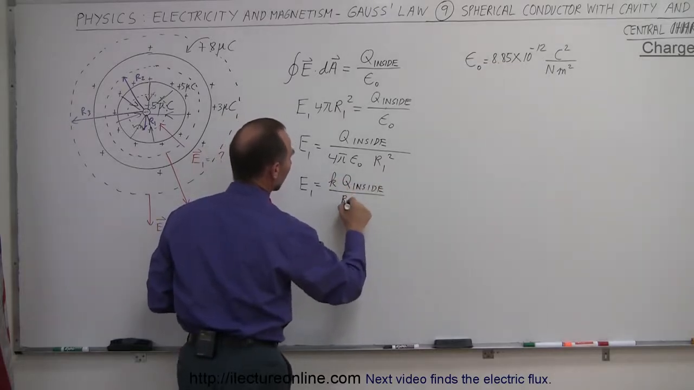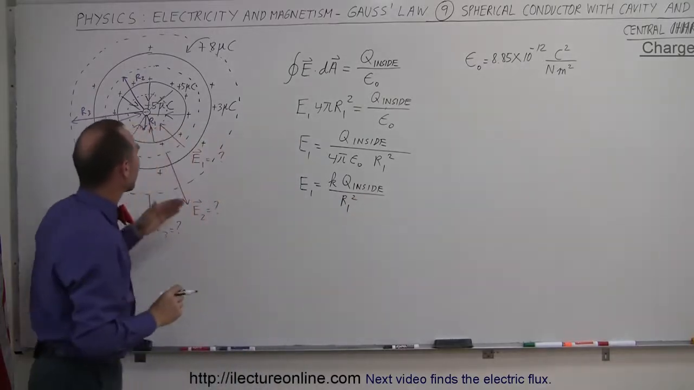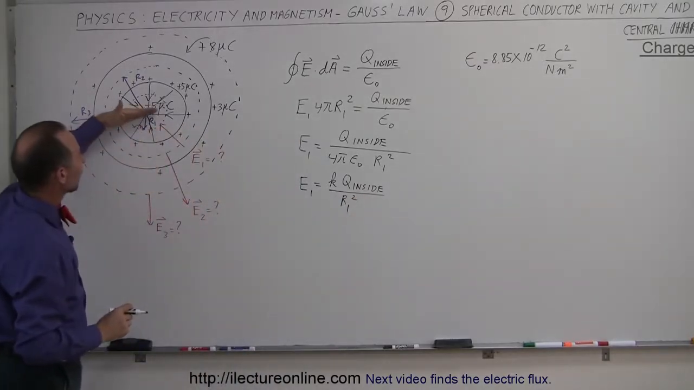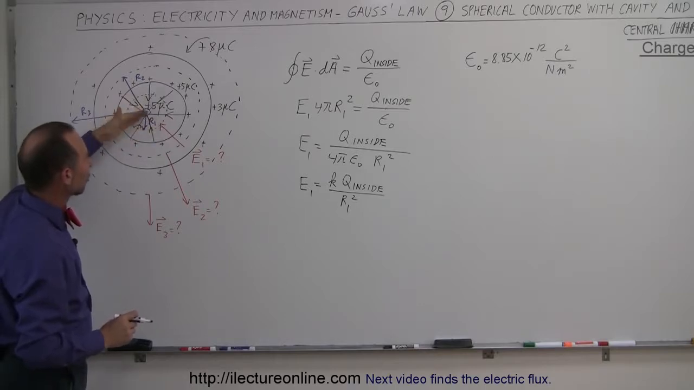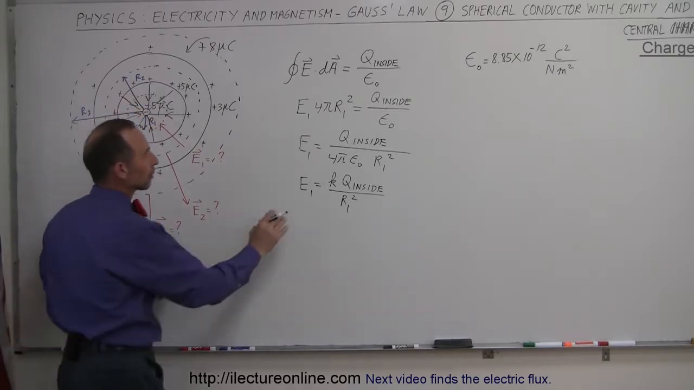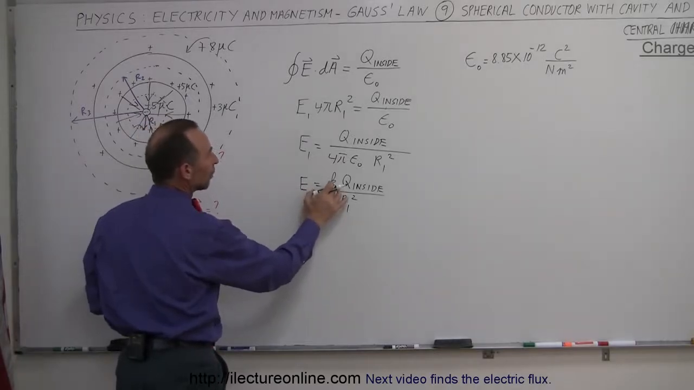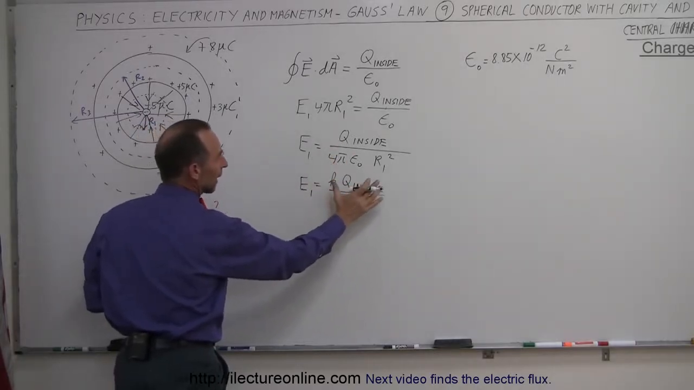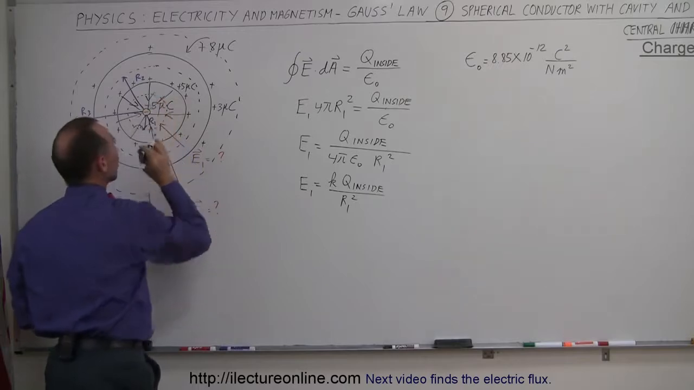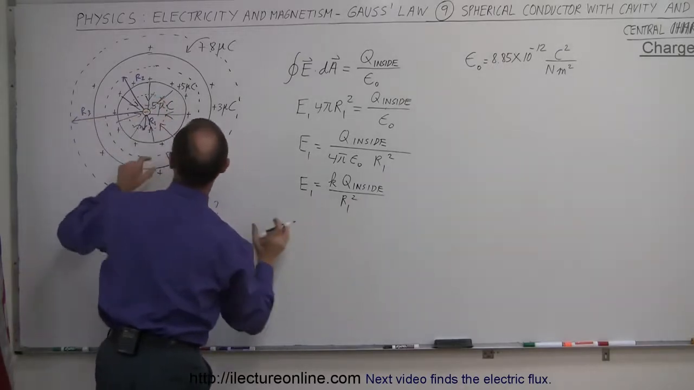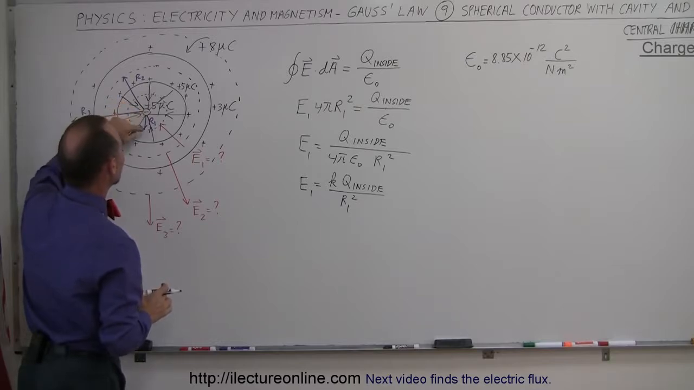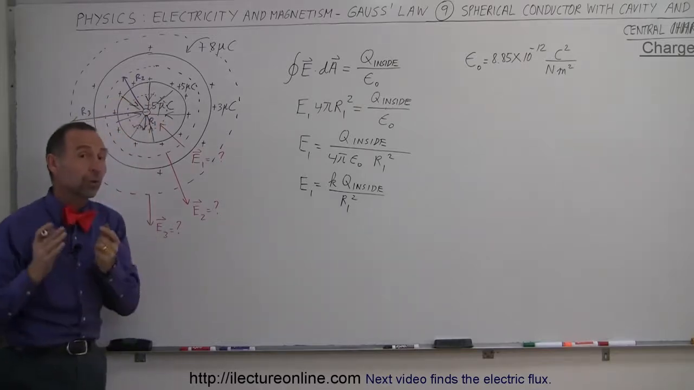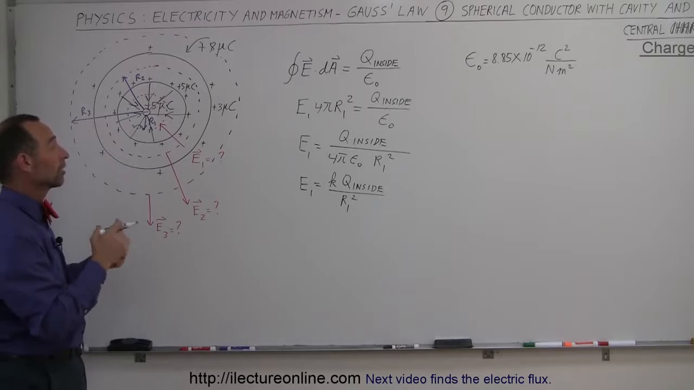divided by r1 squared. So depending upon the size of r1, we can see that the strength of the electric field will diminish as we go further and further away from the inside charge, but in general, the electric field strength will be K, which is 1 over 4 pi epsilon sub naught, times the Q inside, which will be the -5 microcoulombs, divided by r1 squared, and r1 is simply the distance from the center to wherever we want to place the Gaussian surface, wherever we want to find out what the strength of that field is.